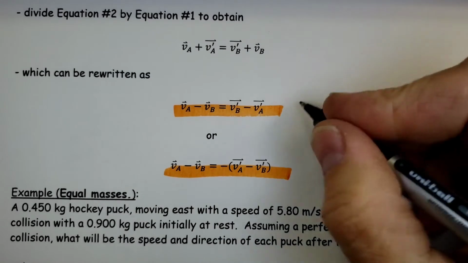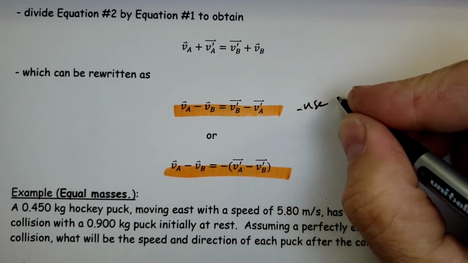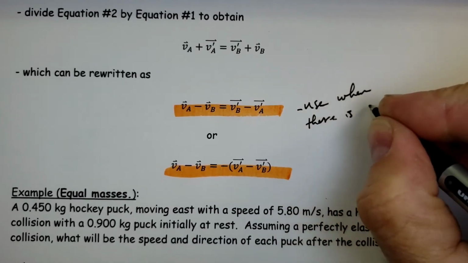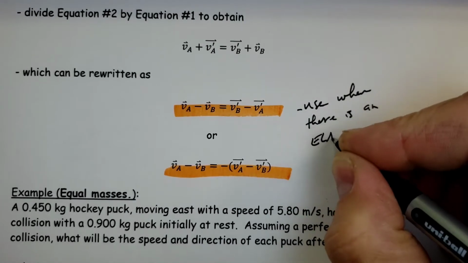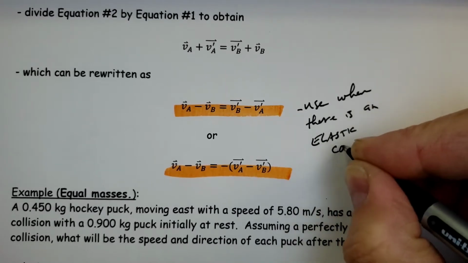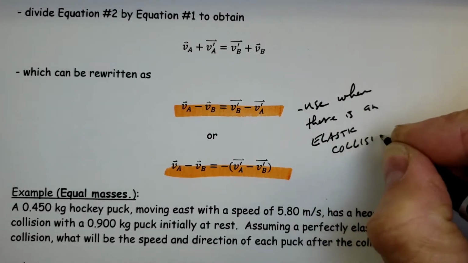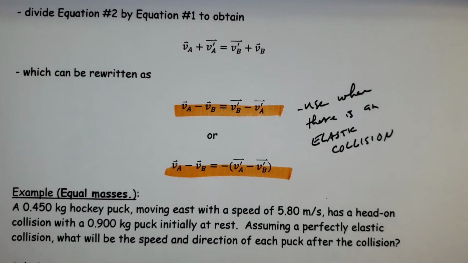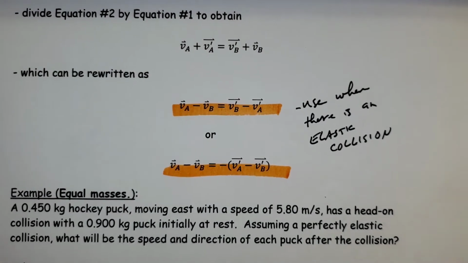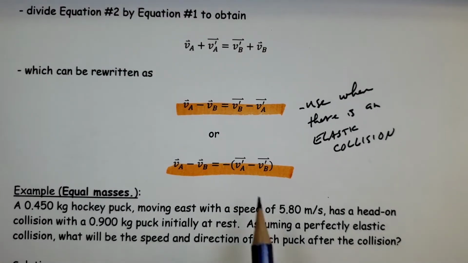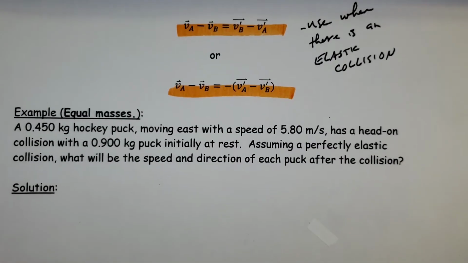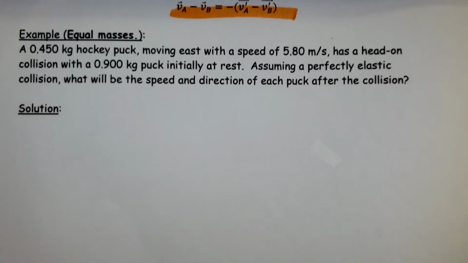Now these are used when there is an elastic collision, because I use those two equations: the conservation of momentum, which is true all the time, and the conservation of kinetic energy, which of course is only true when it is an elastic collision. Okay, and we'll see how we use this in this next example. And of course, you'll get a reference sheet that has all of these formulas on it.